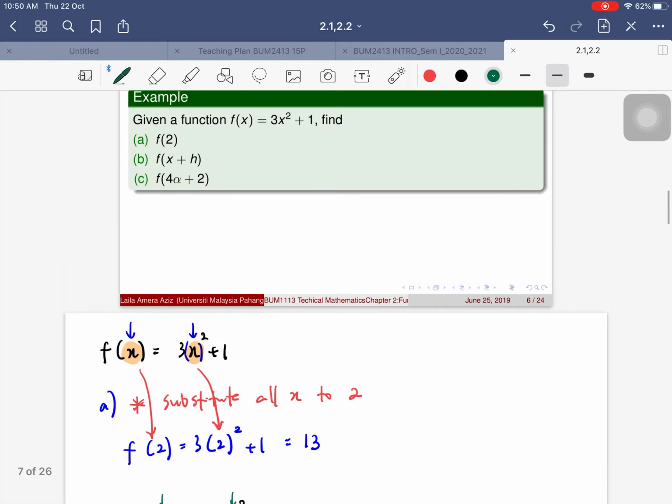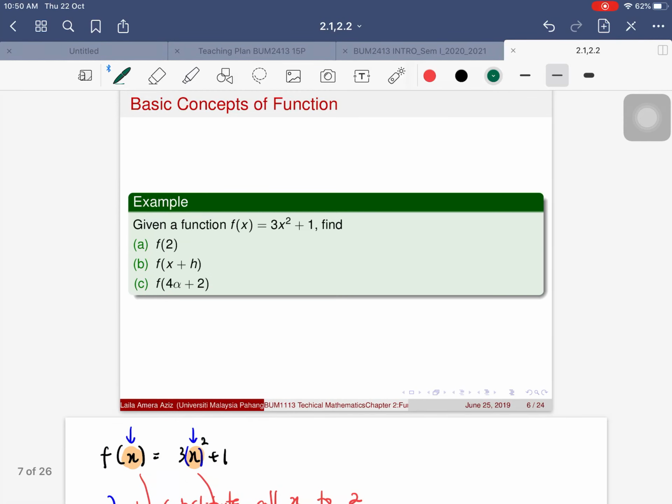So the idea is that you should not get intimidated. No matter what variable we use, it's still going to be the same idea. It doesn't matter if you're using x, or x plus h, or 4 alpha plus 2. The concept is that whenever you change the variable, the right hand side is going to change as well. So simply replace the right hand side of the equation wherever it is the same as the variable. If here is x, replace the x. If you have a, replace the a, and so on, on the right hand side.